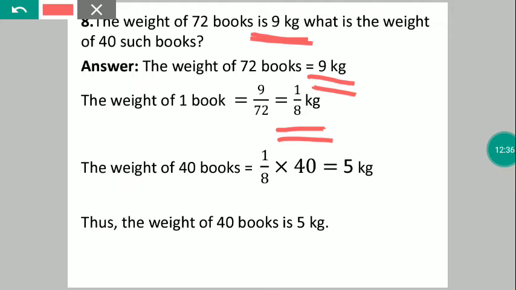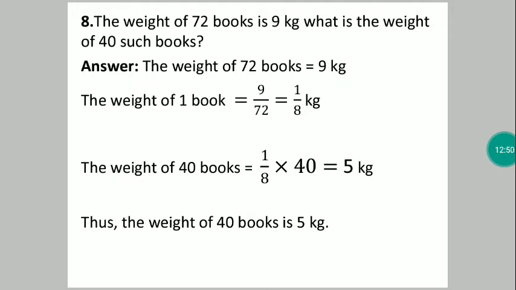The weight of 40 books is equal to 1 by 8 into 40. Now weight of one book is 1 by 8 kg. Weight of 40 books is nothing but 1 by 8 into 40, which is equal to 5 kg. Thus the weight of 40 books is 5 kg.